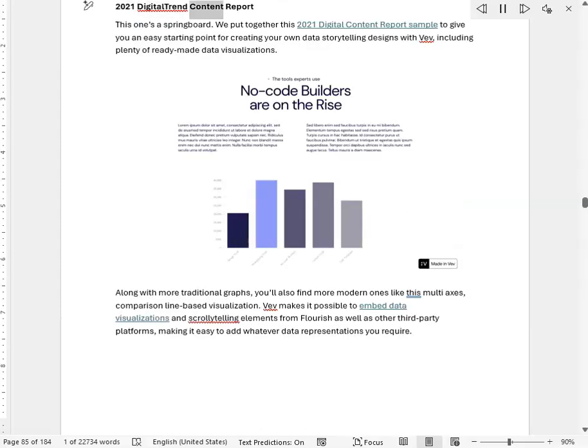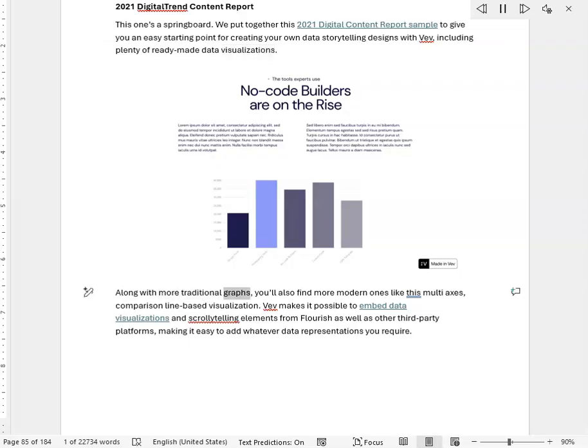2021 Digital Trend Content Report. This one's a springboard. We put together this 2021 Digital Content Report sample to give you an easy starting point for creating your own data storytelling designs with Vev, including plenty of ready-made data visualizations.